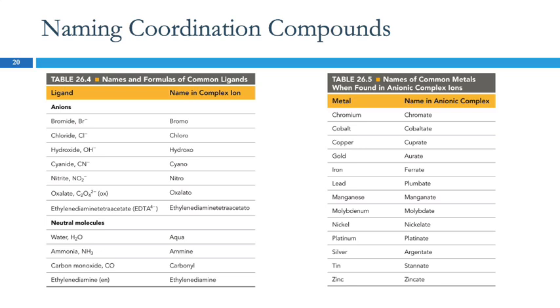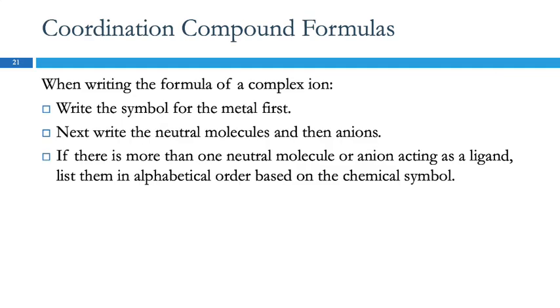So these tables might be useful in doing homework or that exam. So that's how you write the formula for a complex ion. How do you write a coordination compound formula? Well, you're going to have the complex ion and then the cation. Well, you form the cation and then the anion for the compound. So this is review of what we just talked about.